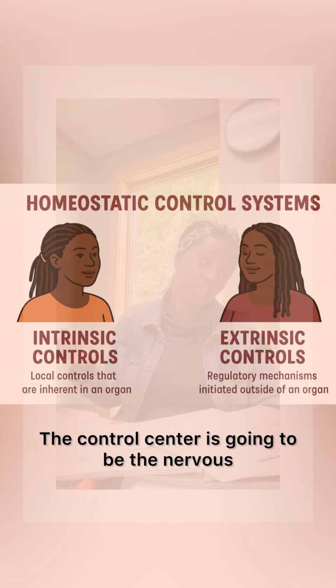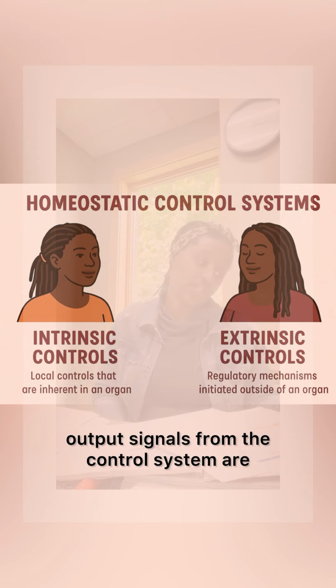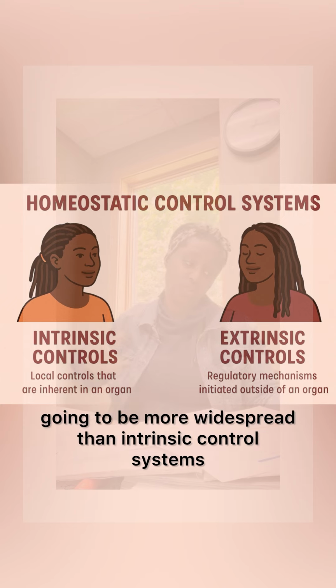The control center is going to be the nervous or the endocrine system. Output signals from the control system are going to be more widespread than intrinsic control systems.